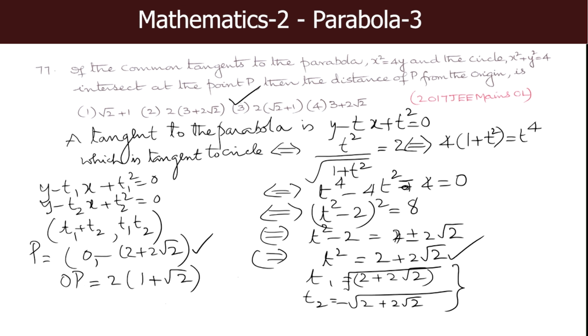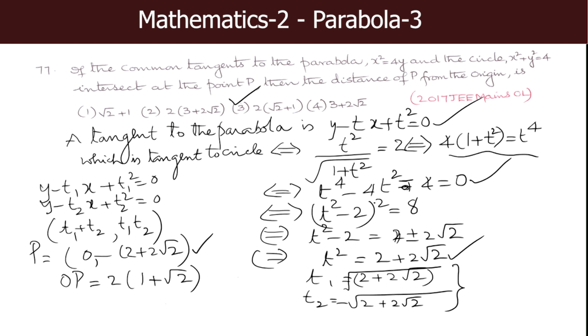We have to do this carefully. I hope you follow all this. First of all, try to find the common tangents. A tangent to the parabola is y minus tx plus t square equal to 0. This is also tangent to the circle x square plus y square equal to 4 if and only if the distance of the center of the circle from the line is equal to the radius. So, radius is 2, and the distance of the center 0 0 from this line is t square by root of 1 plus t square. This is the same as 4 times 1 plus t square equal to t power 4, a biquadratic equation t power 4 minus 4 t square minus 4 equal to 0.